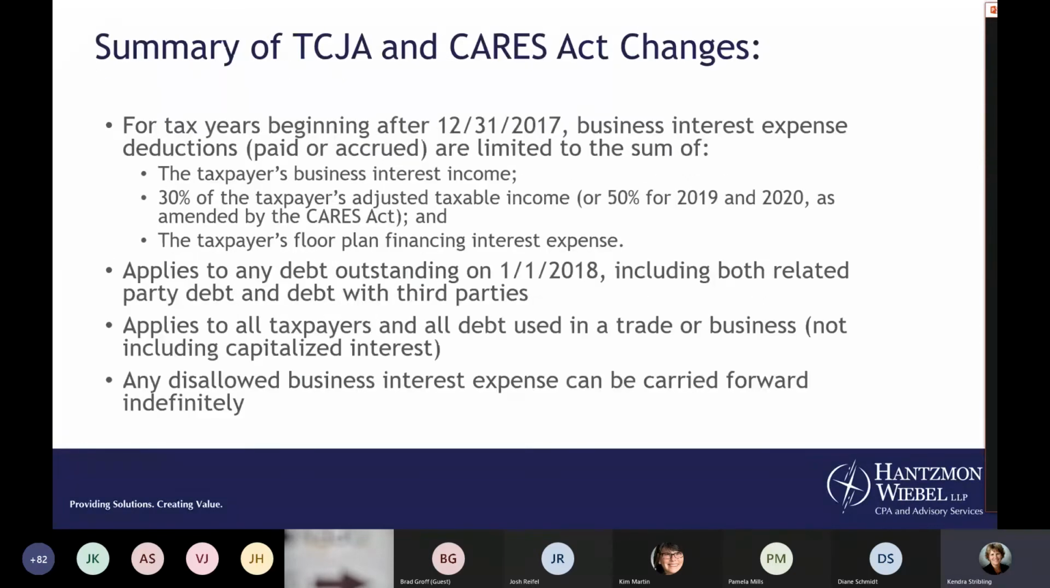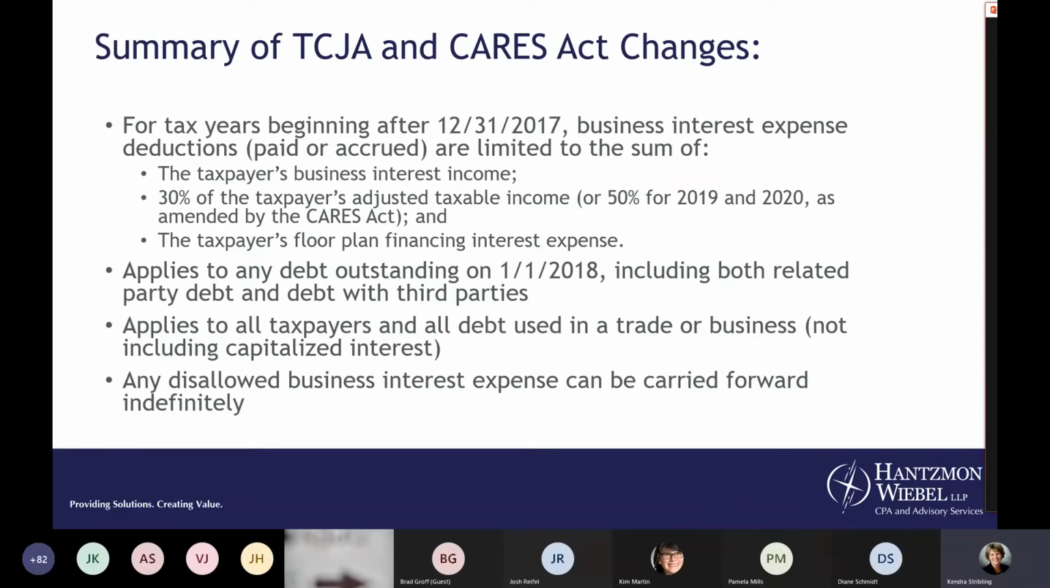For tax years beginning after December 31st, 2017, business interest expense deductions paid or accrued are limited to the sum of the taxpayer's business interest income, 30% of the taxpayer's adjusted taxable income, and the taxpayer's floor plan financing interest expense.